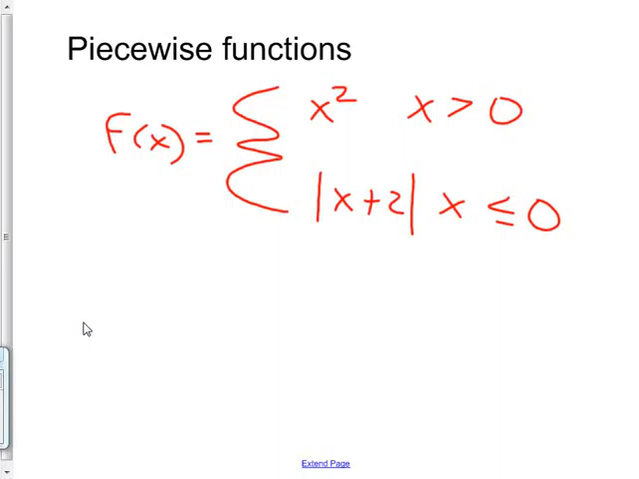All right, so we're in our second day of review for the final, and I want to start you off with piecewise functions. These functions are two-part functions, or sometimes three-part. Why isn't it just x squared? Well, it is, kind of.